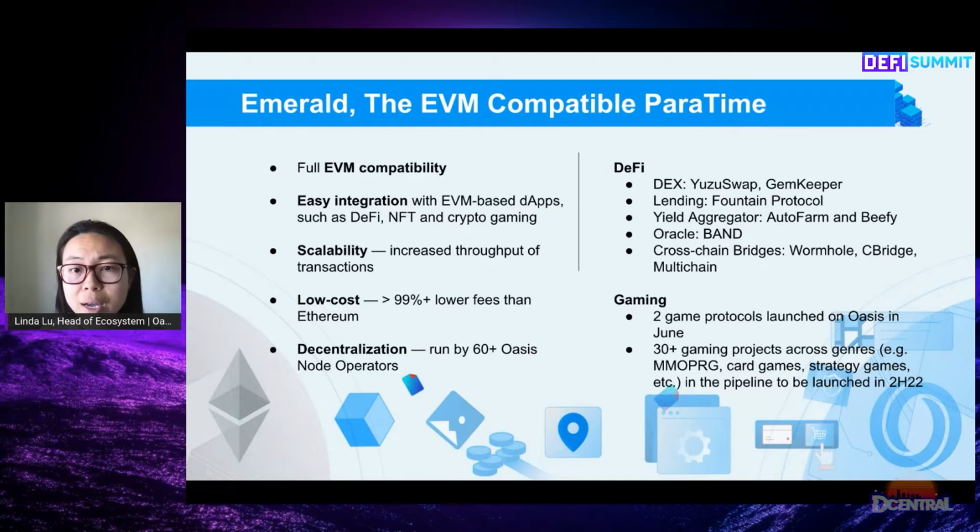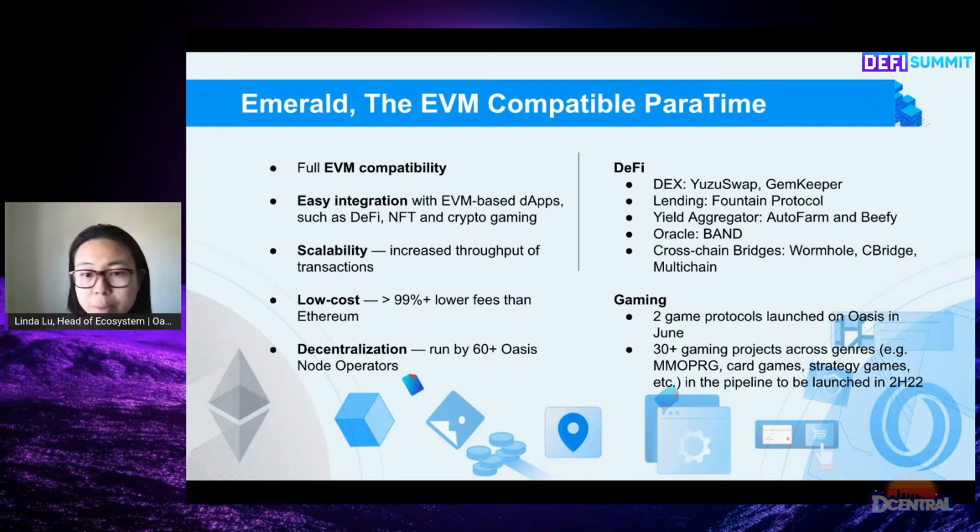We have DeFi, like DEX, lending, yield aggregator, Oracle, cross-chain bridges, all covered on the chain. So it should be easy for DeFi developers if they want to either build straight up DeFi applications on Emerald, or they want to migrate their applications from other chains.